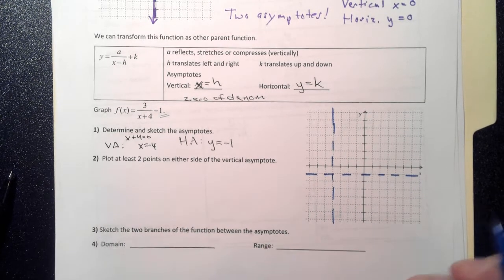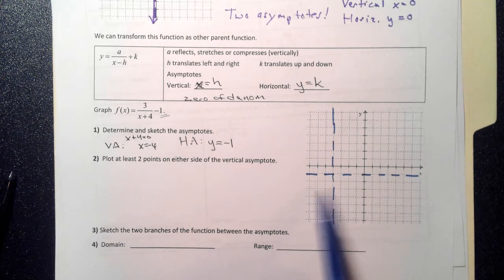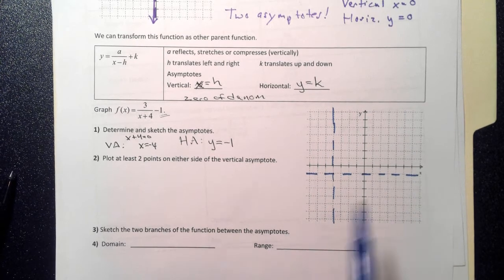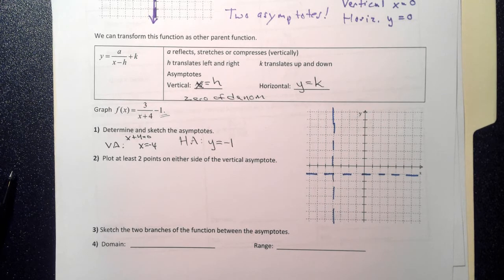And I expect something like the first graph, where I get two separate branches squeezing in between these. They could be up here and up, they could be down here and up here. If there's a reflection, then instead I would see them in the opposite little quadrants right here.